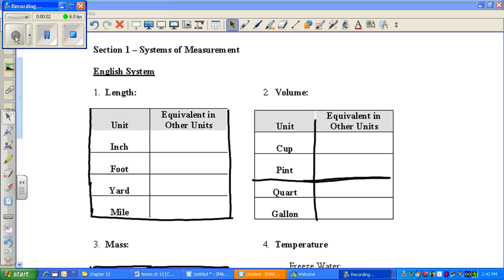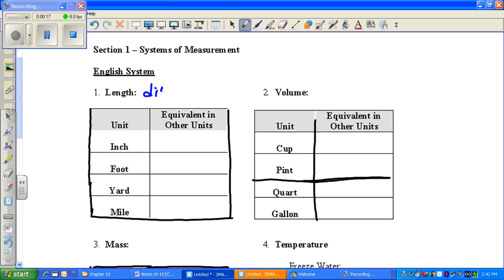In section 10.1, we'll briefly look at the English and metric system, mostly concentrating on the metric. And again, this is just a brief kind of overview of that section. When we're looking in the English system, length we refer to as a distance.